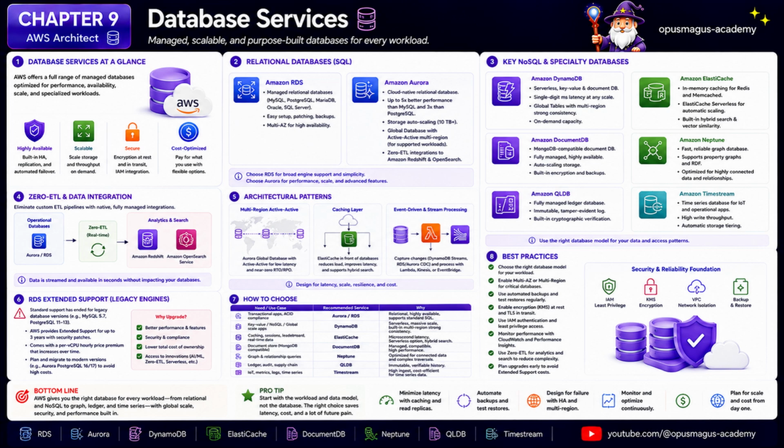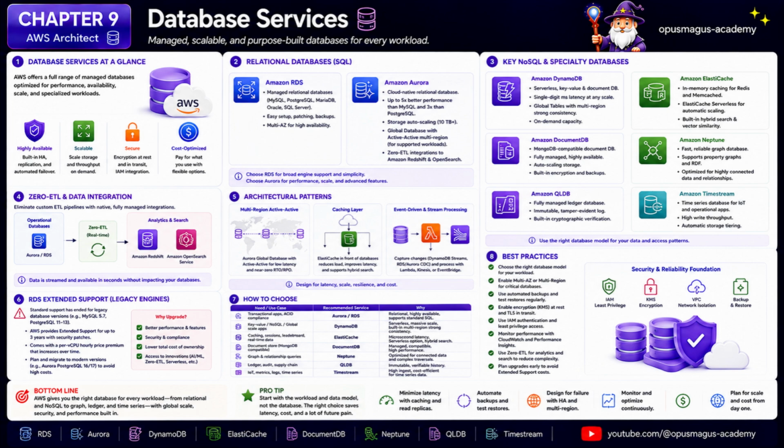Chapter 9, Database Services. Chapter 9 covers AWS database services: Amazon RDS, Amazon Aurora, DynamoDB, ElastiCache, DocumentDB, Neptune, QLDB, and TimeStream. The goal is to understand how AWS splits database choices by workload model, not just by product name.